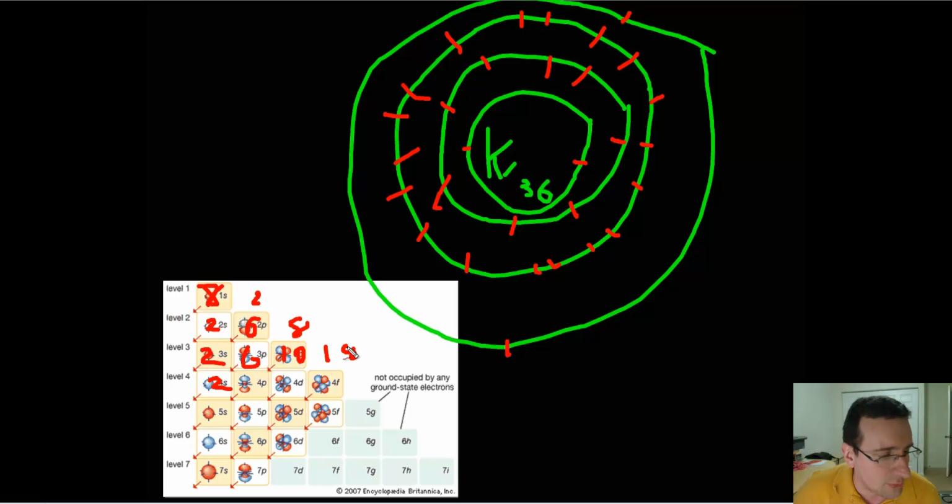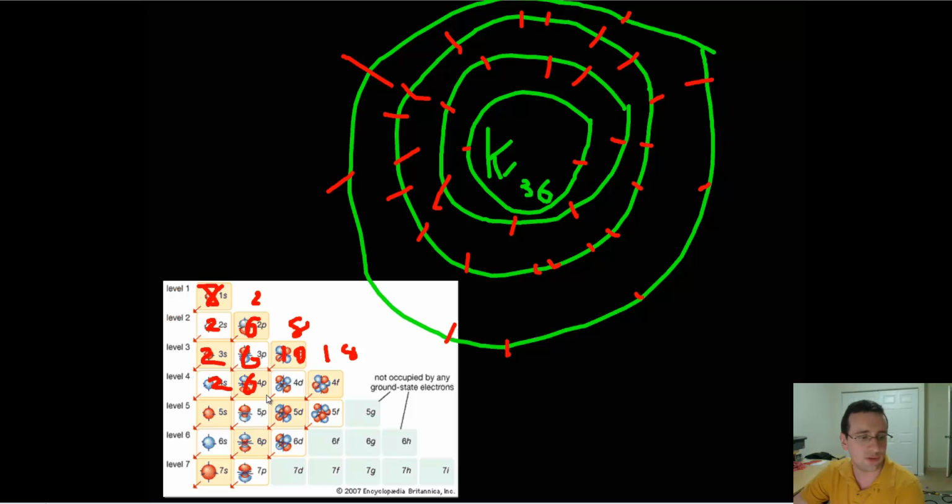So that means now I have 2, 8, 18, that's 30 plus 2, 32. I'm missing 6 to get to 36. And that's exactly as many as will fit in the p orbitals of the 4th layer. So there you go, 1, 2, 3, 4, 5, 6. And now I have ended this atom on a shell that is completed.